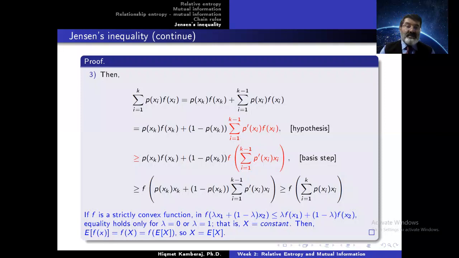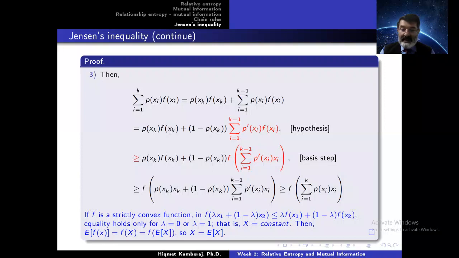Now, for the second part of the theorem, if f is a strictly convex function, in that f of lambda x1 plus 1 minus lambda x2 is less or equal to lambda times f of x1 plus 1 minus lambda f of x2. Equality holds only for lambda equal to 0 or lambda equal to 1. That is, X is a constant.